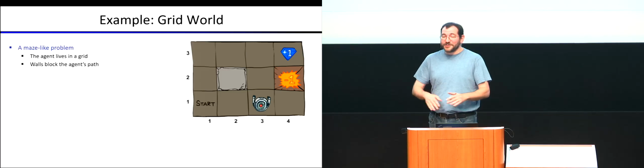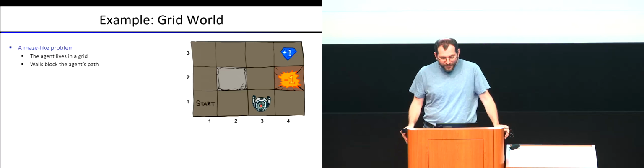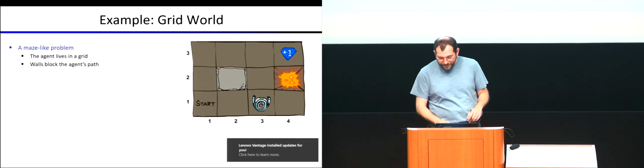So in grid world, which is just one of a whole rich world of possible MDPs, we have a problem that looks a little bit like a maze. The agent is going to be on a grid, and there are going to be walls blocking the agent's path.